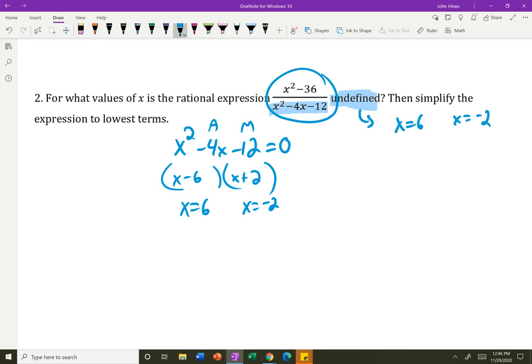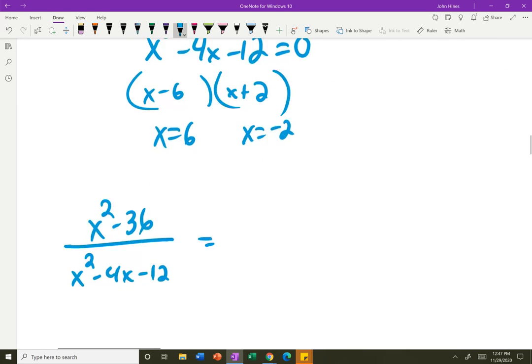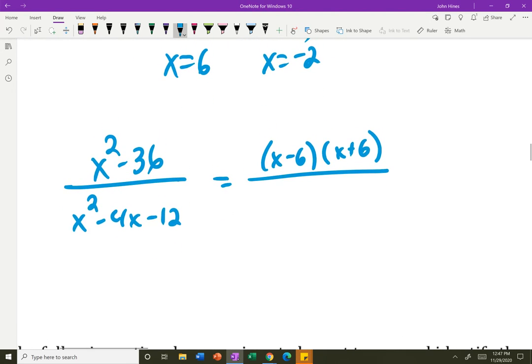How do I simplify this? Well, when we simplify rational expressions, we're going to factor them. And you thought factoring was going away. It didn't. So let's look at the top. It looks like I have a difference of perfect squares. And on the bottom, I already factored that. What multiplies to negative 12 and adds to negative 4? That would be negative 6 and positive 2.